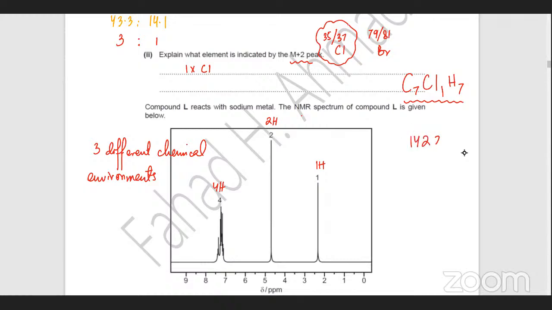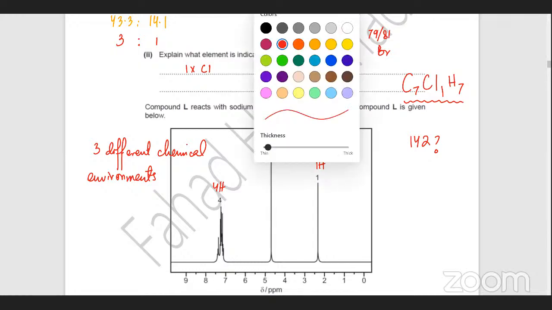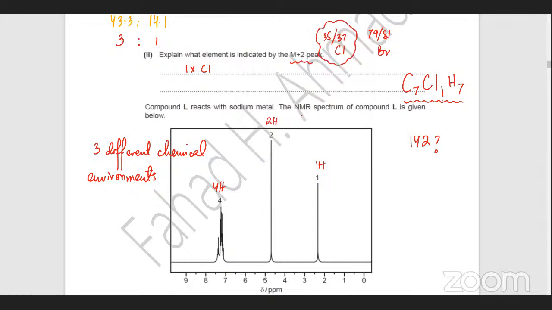That was the question. That was the molecular ion, the mass of the molecule. So if you total this up, you can try and total this up, 7 carbons is 84. Then we get 126.5 for the Cl. This is going to be either 35 or 37.